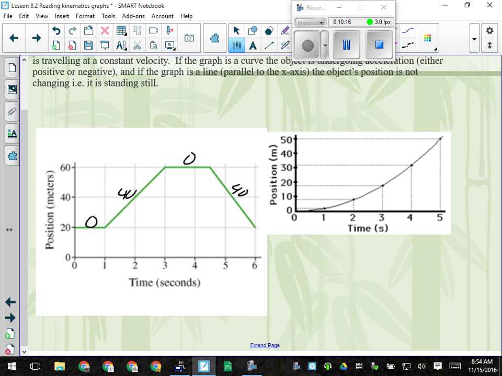Remember, distance doesn't care whether I go forward or backward, just how far did I go. So I would have to figure out how far it went in all the sections and add them up, whether they're positive or negative, add them up.